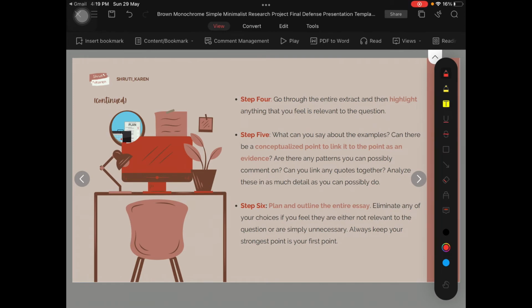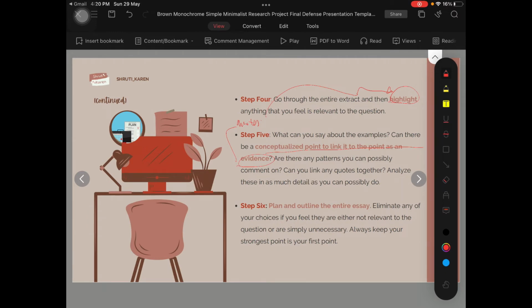Step 4 is to go through the entire extract again and highlight all the important quotes. Step 5 is to think, what can you say about the examples? What are some of the explanations that come with this evidence? Is there any conceptualized points that you can use to link it with this evidence? The evidence is your quotes, the highlighted quotes that you've done in step 4. Try to see if you can include more than 1 quote. I think that'd be really good.